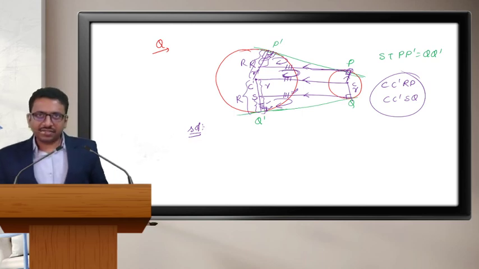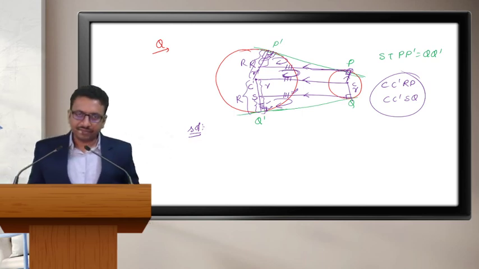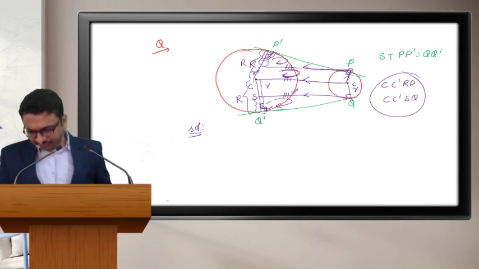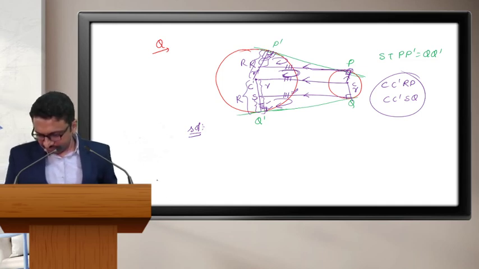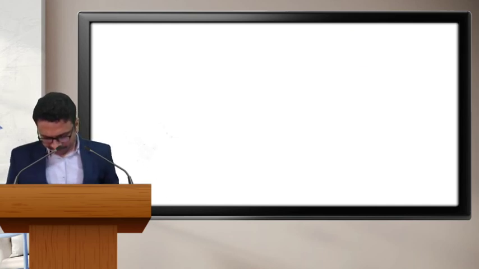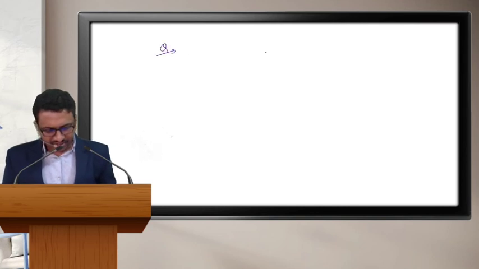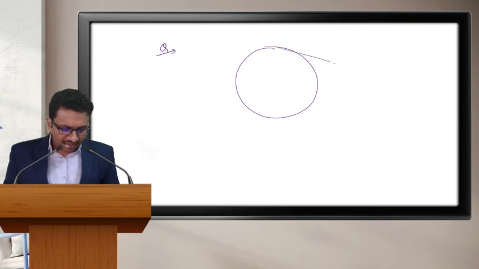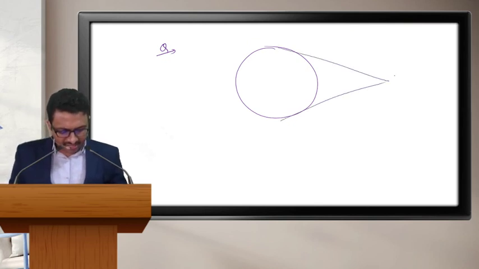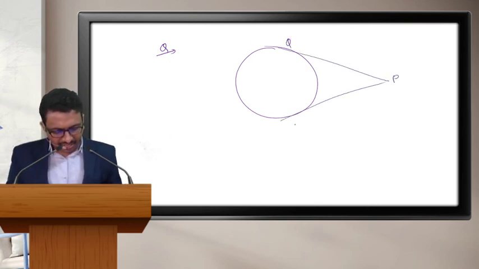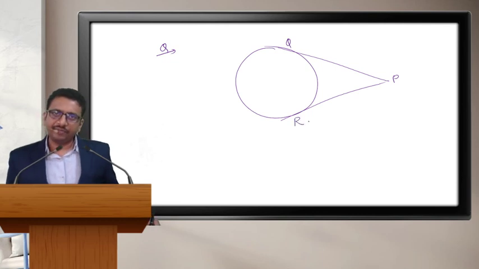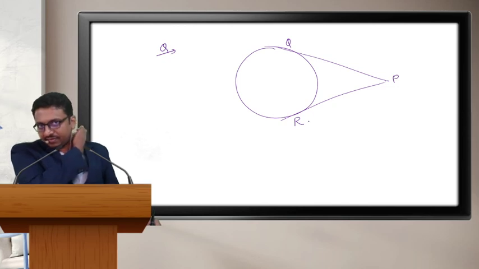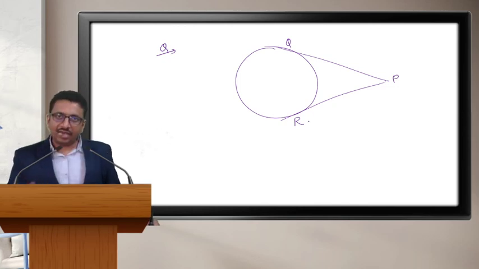Shall I go to the next question? Yes, sir. So next question. This is also a very simple question. You have a circle. You have drawn two tangents, PQ and PR.